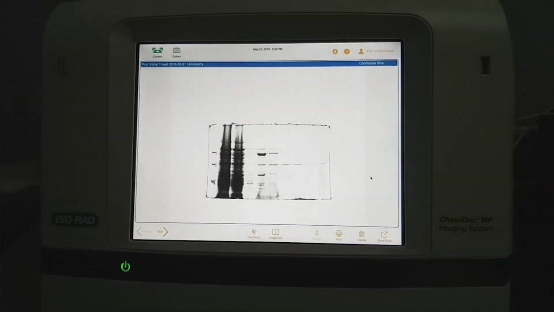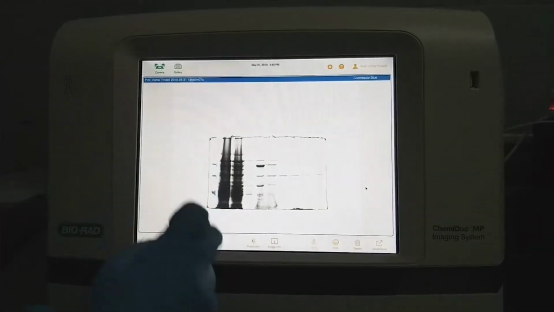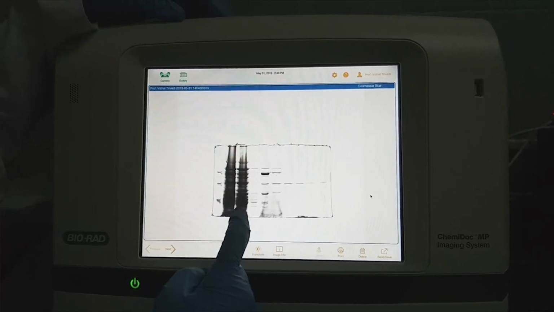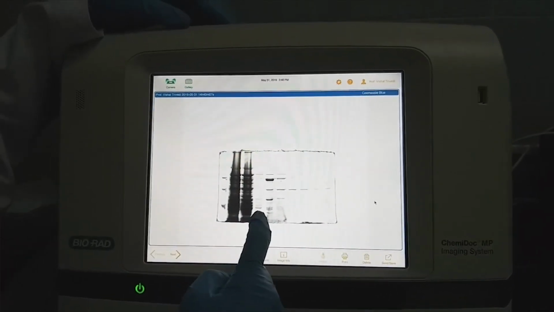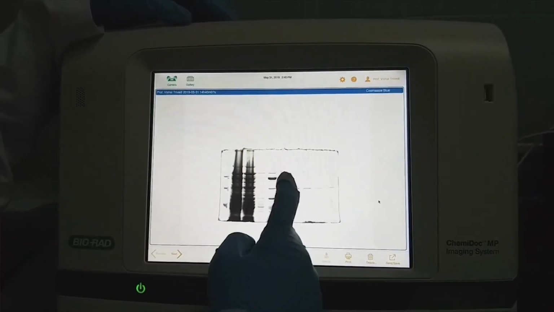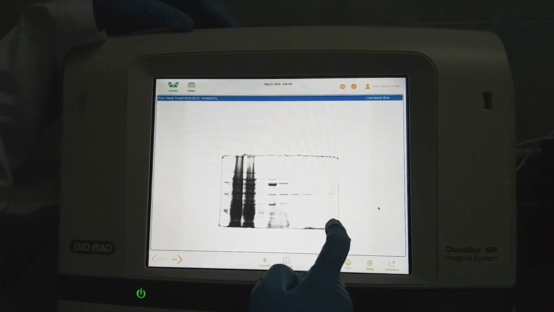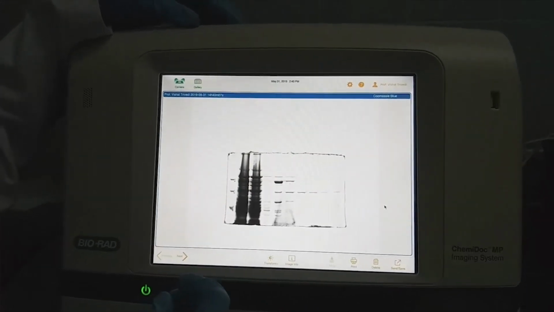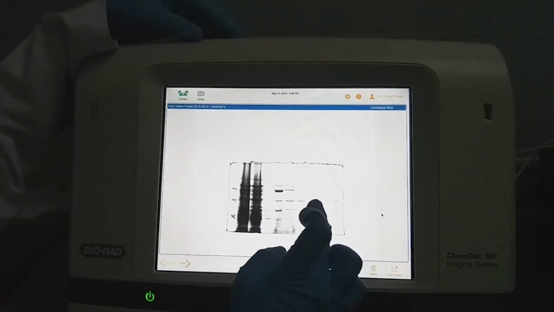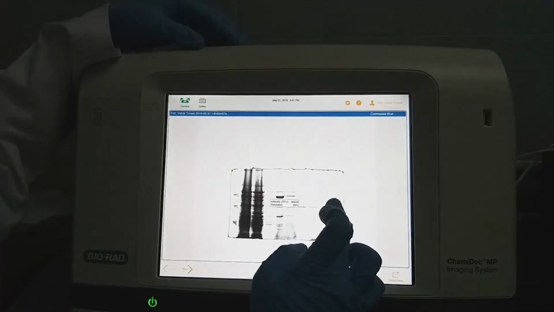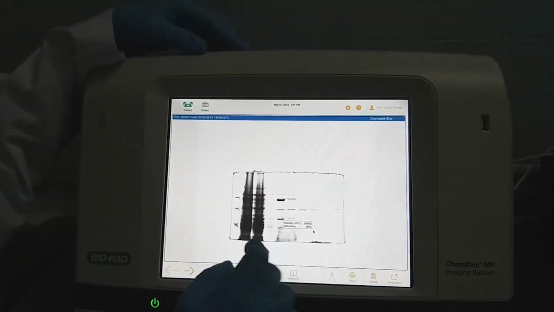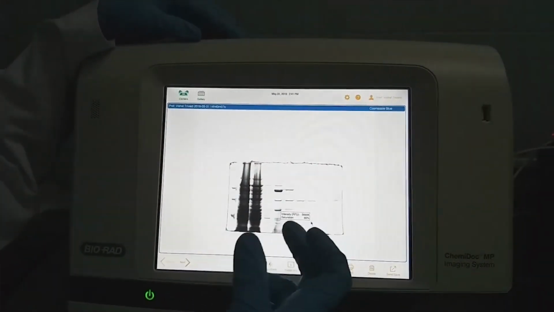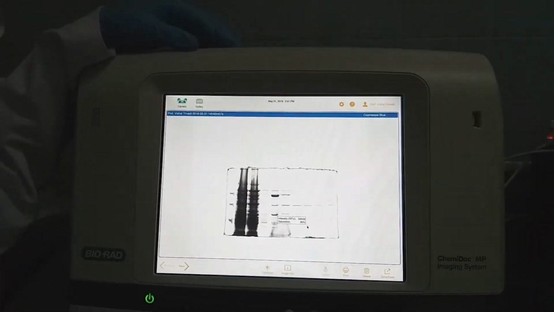So we have loaded the marker from this side. The second one is the load. This is flow through, wash 1, wash 2, and these are the eluted fractions 1, 2, 3, 4, 5 serially. As we can see, the eluted fraction shows a band corresponding to this protein, but the molecular weight can be calculated using the software, Image Lab software.